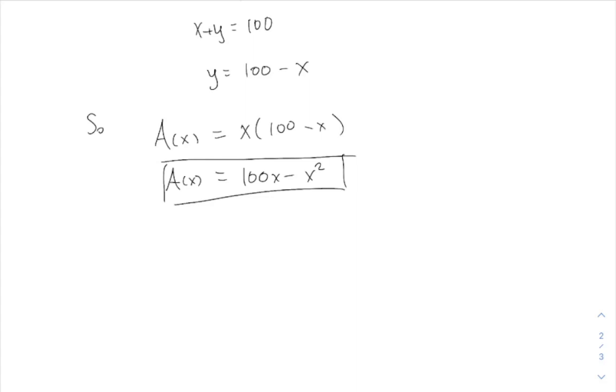Okay, that was the hard part of this problem. All that work to get to this formula. What comes next in my four-step process was find the interval of x values.